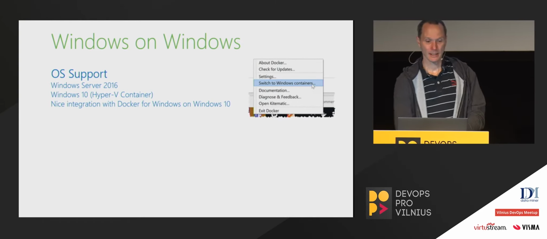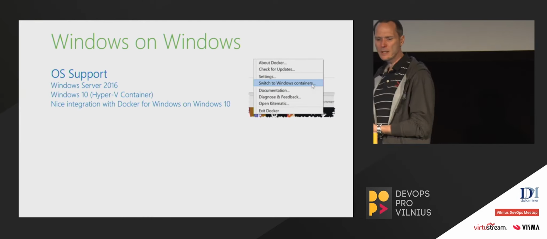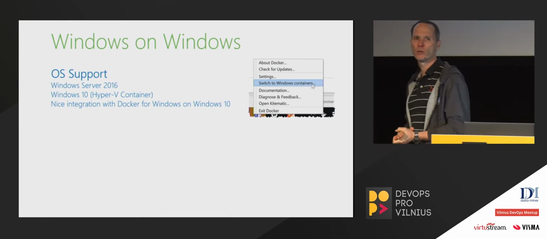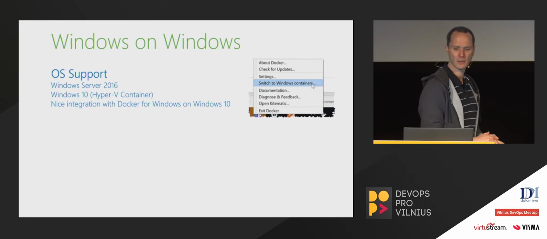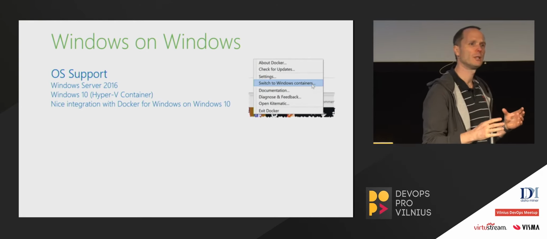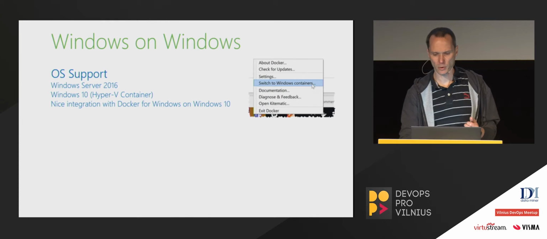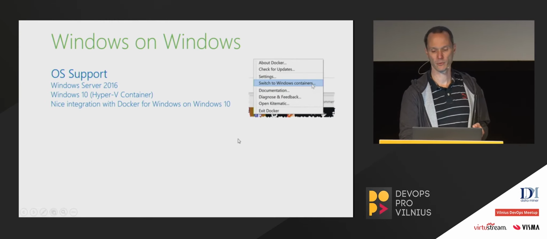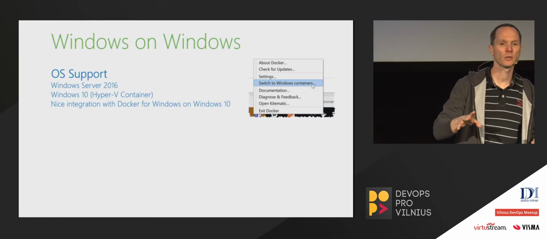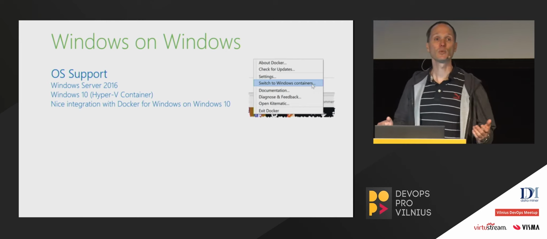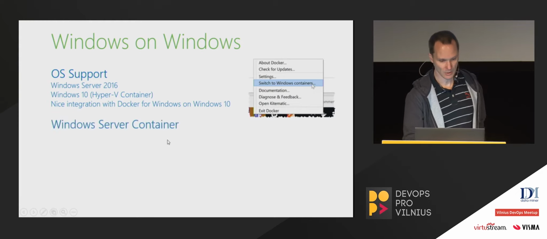Let's summarize what we have seen about Windows on Windows here. You've seen that you have operating system support for Windows Server 2016 and Windows 10 for the Hyper-V containers. Microsoft has worked closely with Docker to really offer a nice integration with the Docker tools that you install essentially with Docker for Windows. You have seen me switching to Windows container by right-clicking on the Docker symbol in your taskbar, and you can easily switch between Windows and Linux. Just right-click and switch the operating systems.